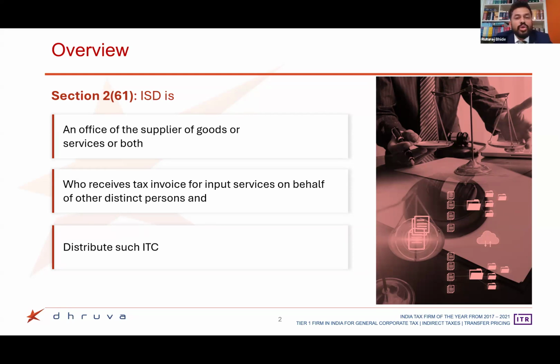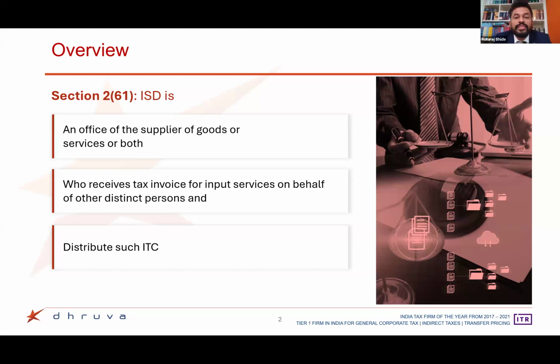Now, ISD is not really a new concept. Many of you would remember that even under the pre-GST regime, under the service tax law, we had the concept of ISD. And to put it simply, ISD is basically an office of supplier of goods or services which receives invoices for services on behalf of the distinct persons.